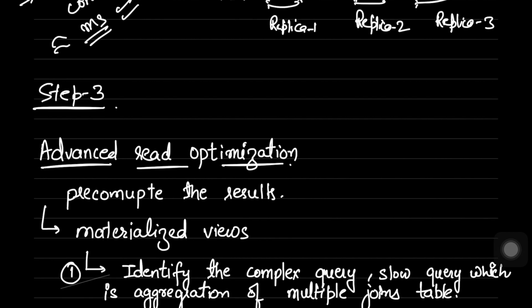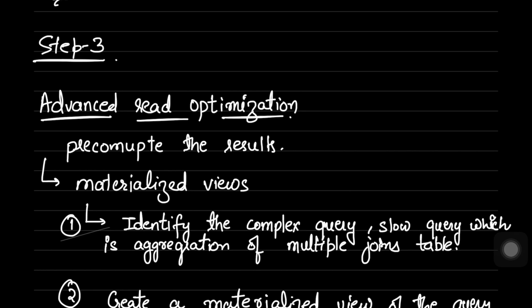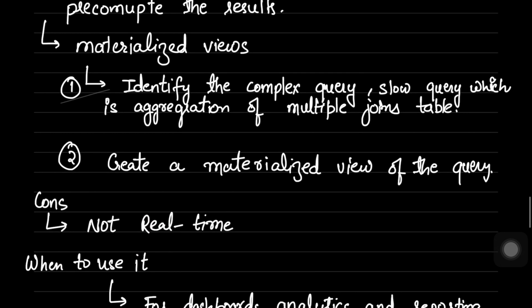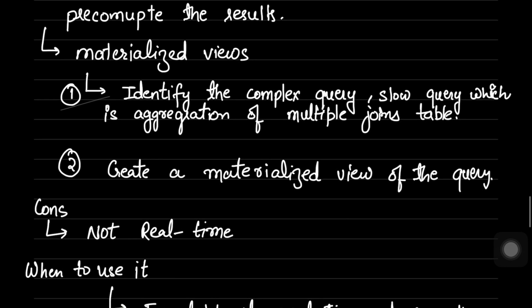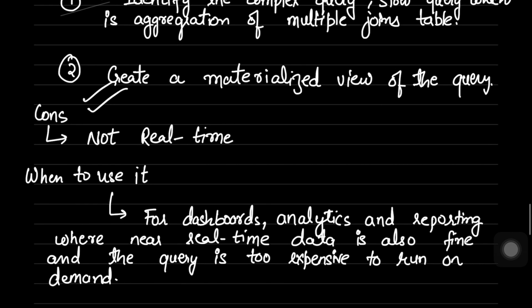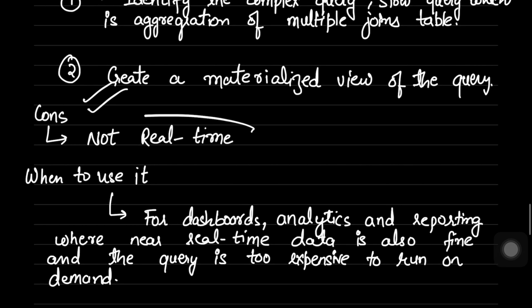First of all, you should not direct analytical queries to your transactional database. But even if you're doing it, there are some techniques you could use, like materialized views, where you create a view and the result is pre-computed on that view. So you identify the complex, slow query, which is an aggregation of multiple joins, and you create a materialized view of it. You should use it for dashboard analytics and reporting, where near real-time data is also fine. You don't always need real-time data. Obviously, the con is that it is not real-time.